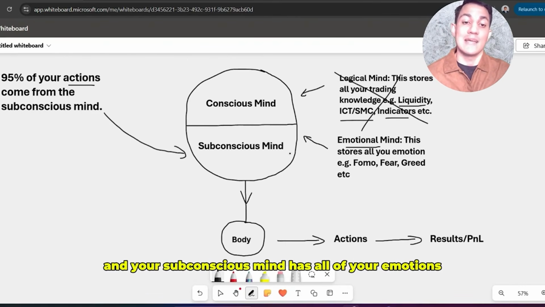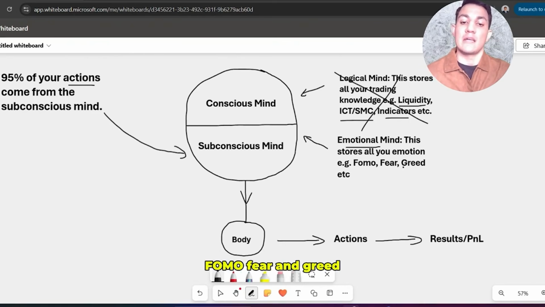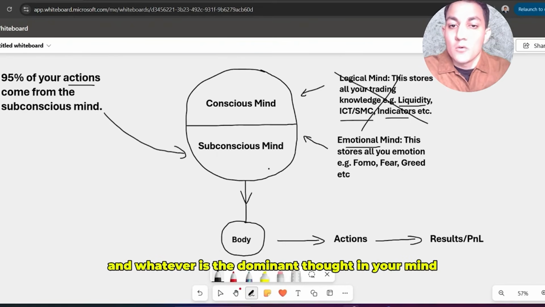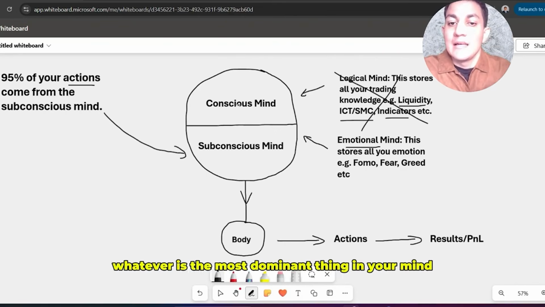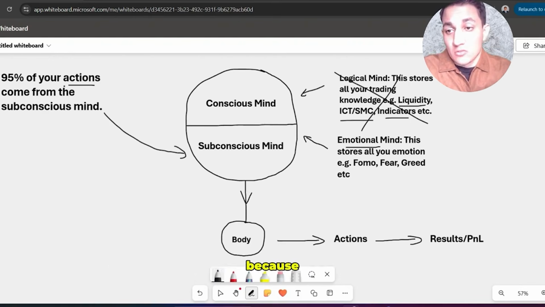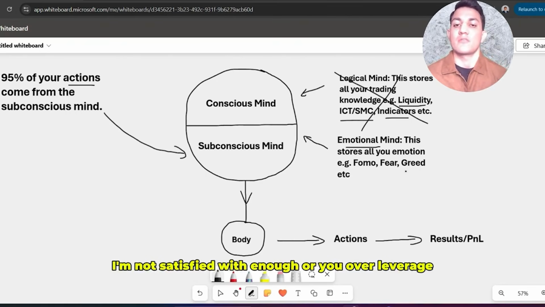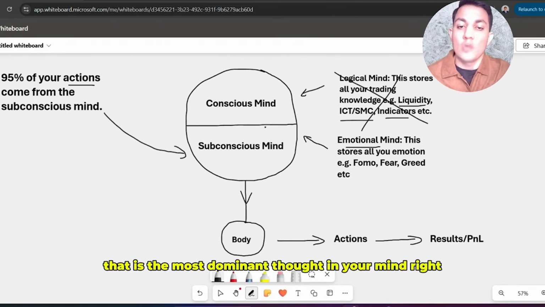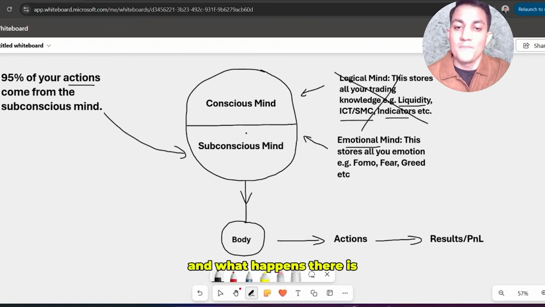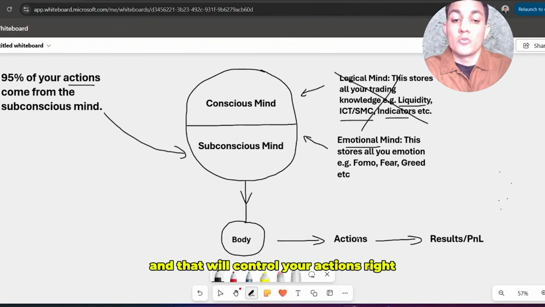Your subconscious mind has all of your emotions, FOMO, fear, and greed, and whatever is the most dominant thought in your mind comes and gets expressed through your body. Because 95% of your actions come from the subconscious mind, if your overall mindset is, I'm afraid to get into trades, or I'm greedy and whenever price comes to my take profit I have to move it because I'm not satisfied, or you over leverage, that is the most dominant thought in your mind. And that gets expressed in your body, and that will control your actions. And then that controls your results or P&L.